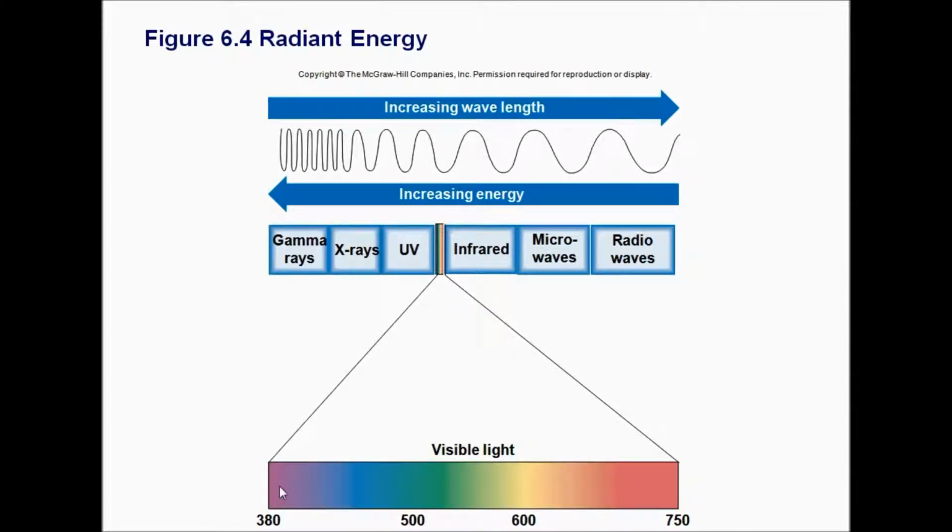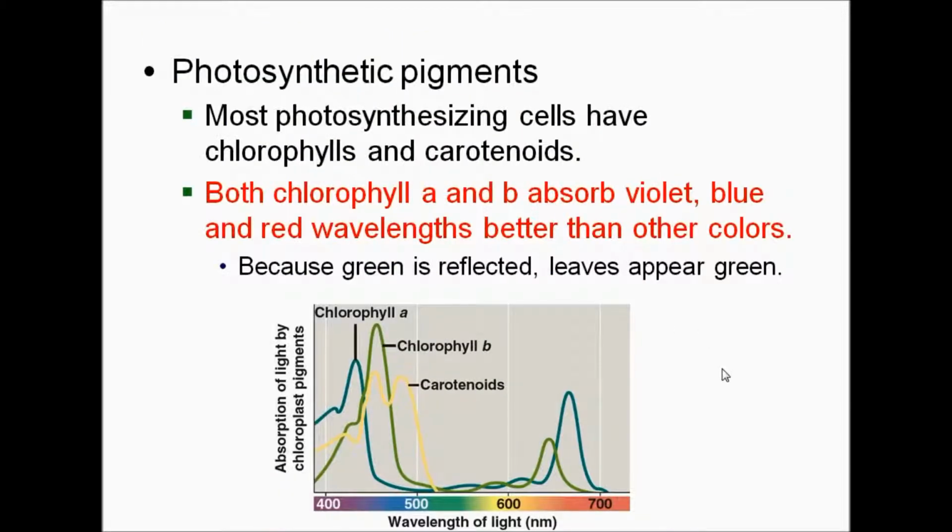It goes from this kind of purplish through blue, through green, through yellow, all the way over to red. Got it? And that's visible light, right? So we need photosynthetic pigments that actually capture that light very, very efficiently.